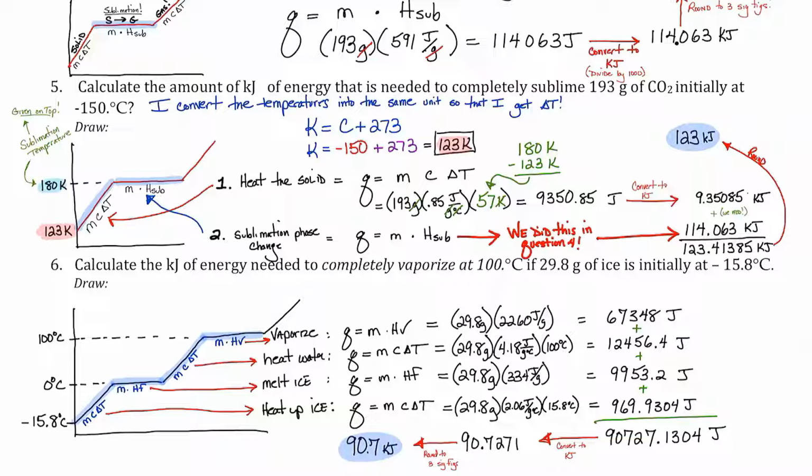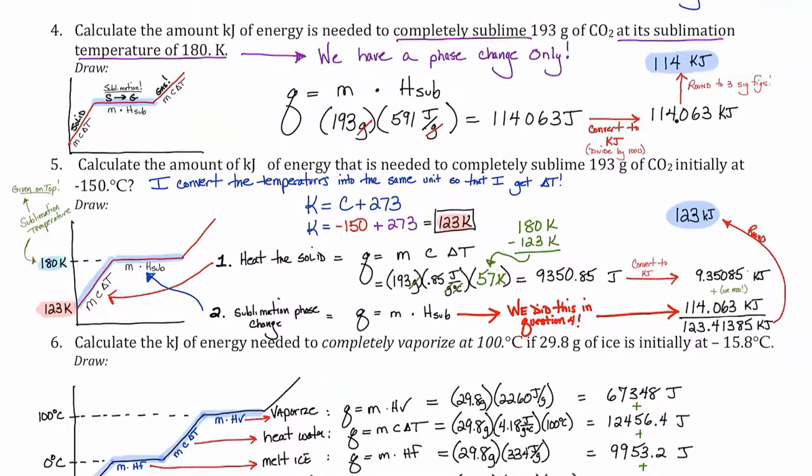Okay, notice where the change in temperature is, only for the solid heating and for the liquid heating. The 2 phase changes have to use the what? The thermal equation that doesn't have the change in temperature, but has the correct heat of vaporization value and the correct heat of fusion. Add these all together, okay, convert to kilojoules, round to 3 sig figs, and you got 90.7, okay? So that's really important you see that.